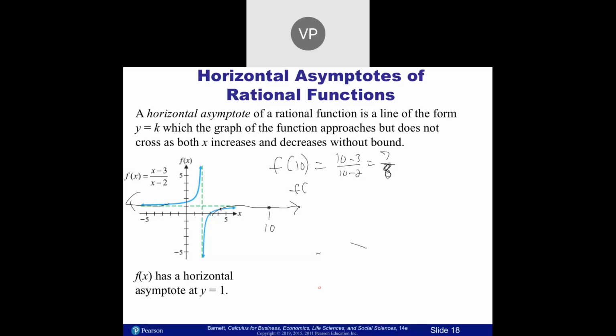Now, we can't plug in infinity, but what we can do is plug in really big numbers way out here. Why don't I plug in 100? And when I plug in 100, I get 97 over 98. And you see what's going on?